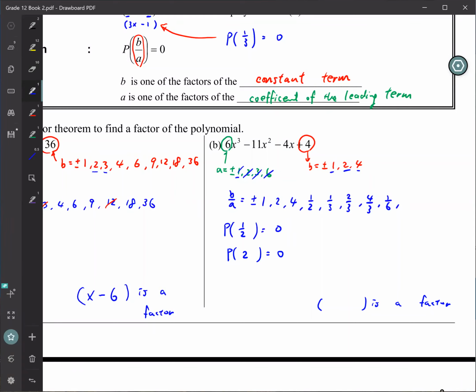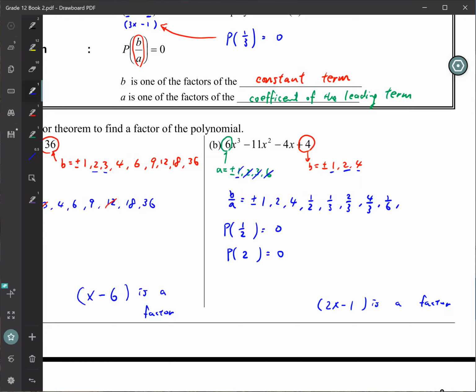So if 1 over 2 works, then how do you write out the factor? Tiana? What's the factor then? 6x minus 1/2. Say that one more time. Oh wait, no. 2x minus 1. Okay. That's right. So you have to put it back into the factor with no fractions.